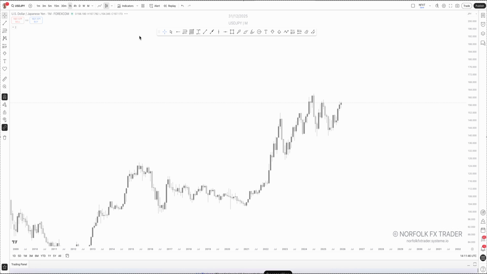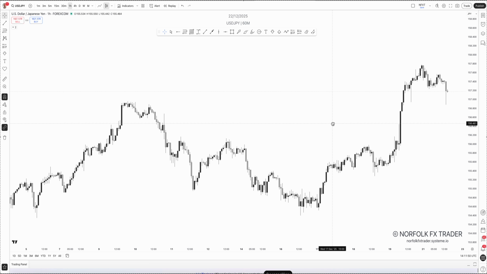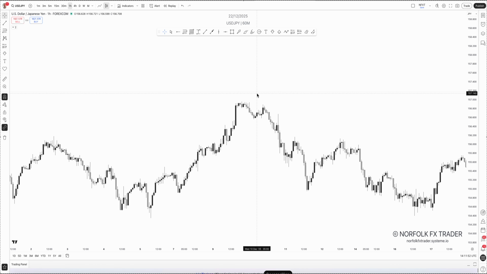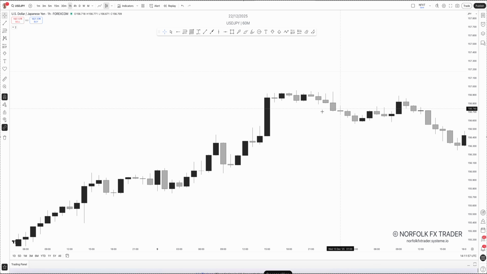Let's go down to a 1 hour time frame, all the way down to 1 hour, and then we'll look down to 1 minute. So let's start around this area of price. First thing, let's zoom into price. You need to see it close up to see what's going on.